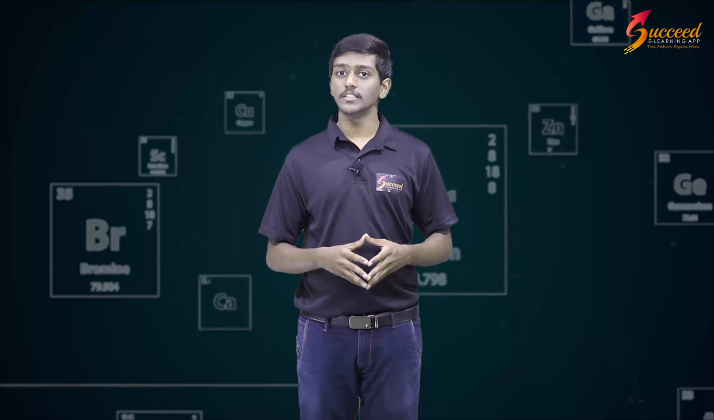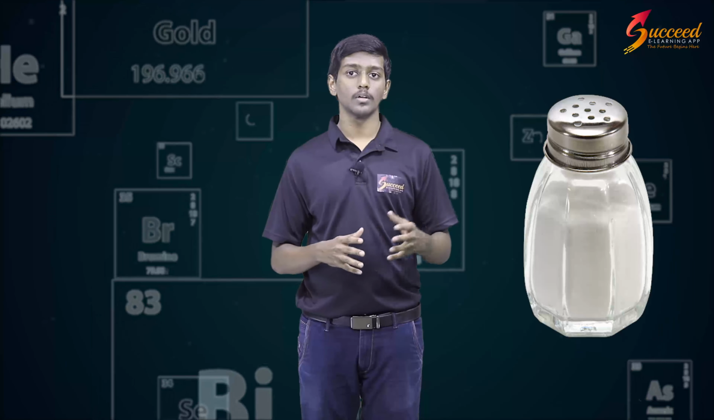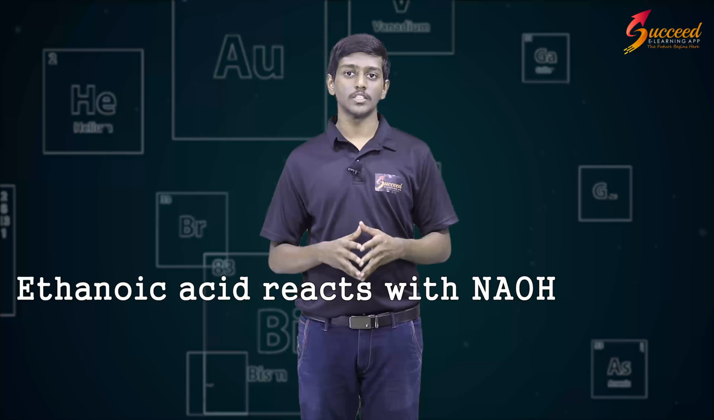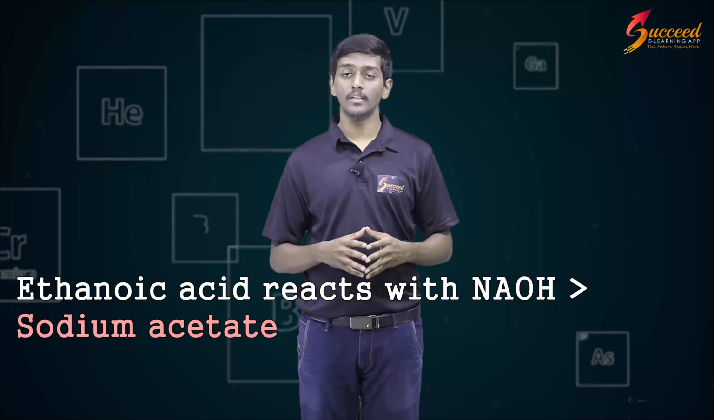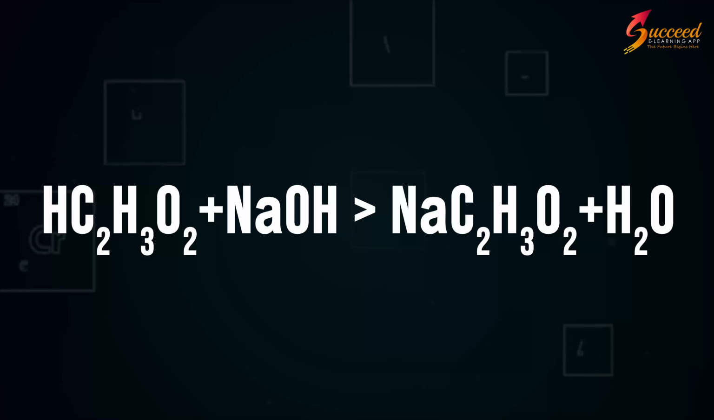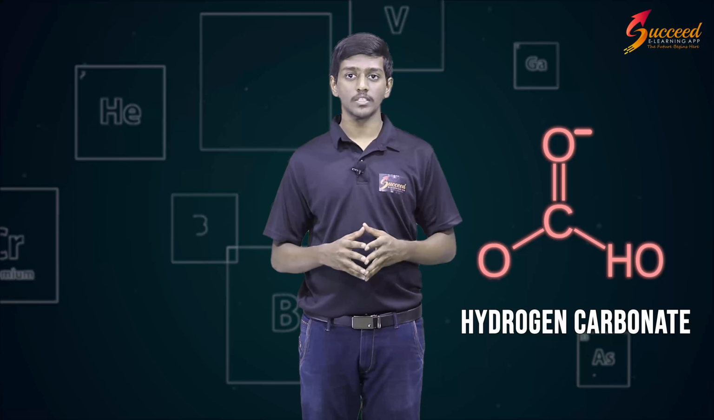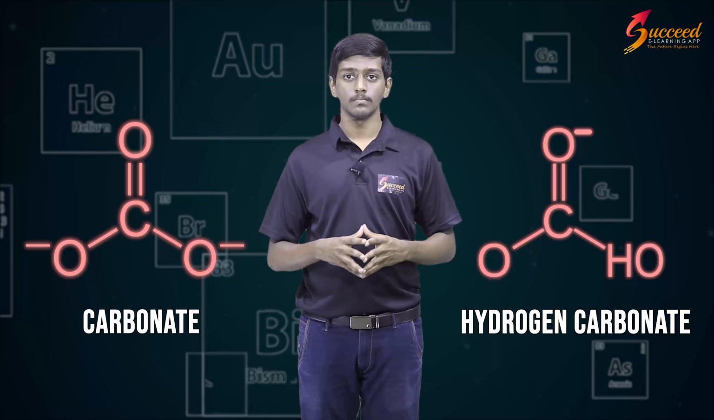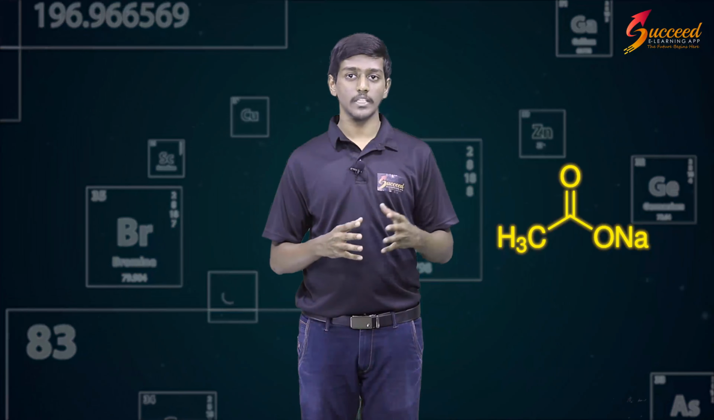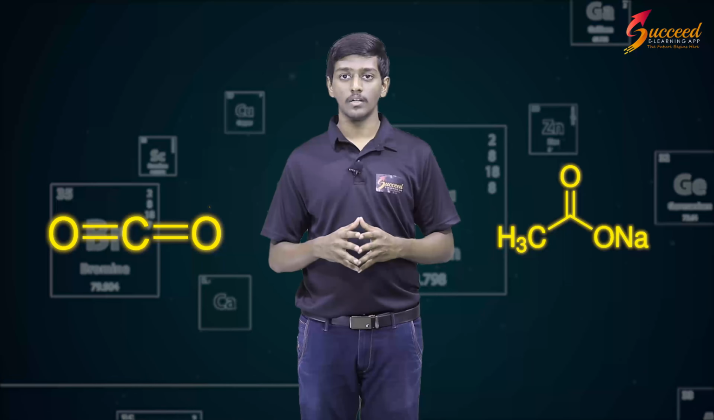When ethanoic acid reacts with a base, just as any acid, even carboxylic acid reacts with a base to give a salt and water. Ethanoic acid reacting with NaOH will give sodium acetate, and the equation is. Ethanoic acid reacting with hydrogen carbonates and carbonates: on reaction with ethanoic acid, carbonates and hydrogen carbonates give sodium acetate and carbon dioxide along with water.